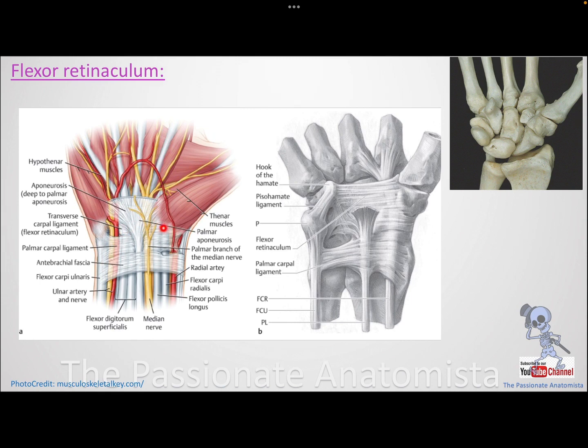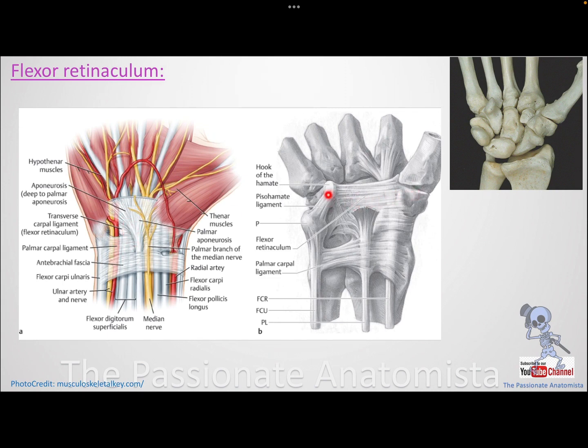All right, so deep to that. However, we have structures that are passing superficial to it. And of course, remember the palmaris longus tendon, remember the palmaris longus? This palmaris longus is going to move superficial to the retinaculum, and then you will have it attaching to the palmar aponeurosis, and we're going to talk about that aponeurosis later on. Now let's get back to the flexor retinaculum.